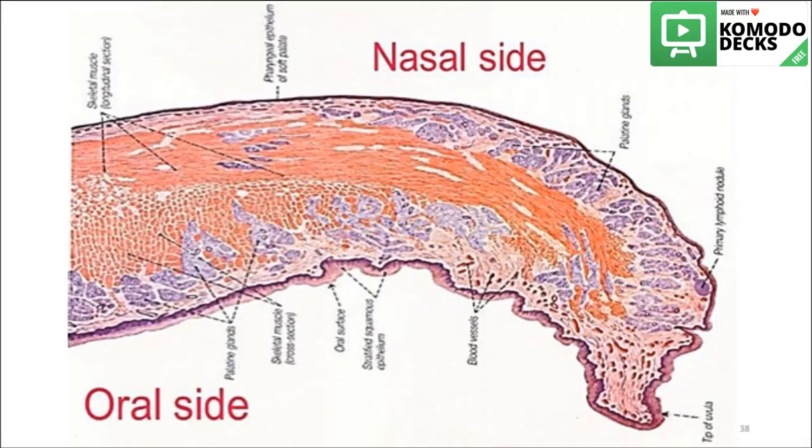So the soft palate has two sides: the oral side, composed of non-keratinized epithelium, and the nasal side, composed of respiratory columnar ciliated epithelium. Here are the skeletal muscles and the minor salivary glands. We can also see here the palatine tonsils and lymphoid tissue.